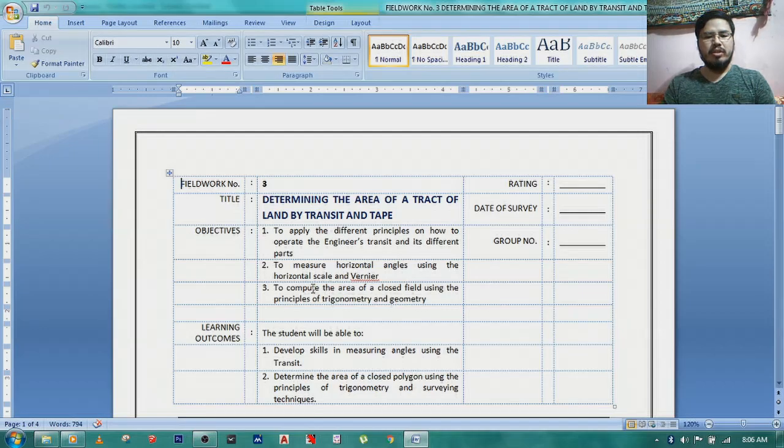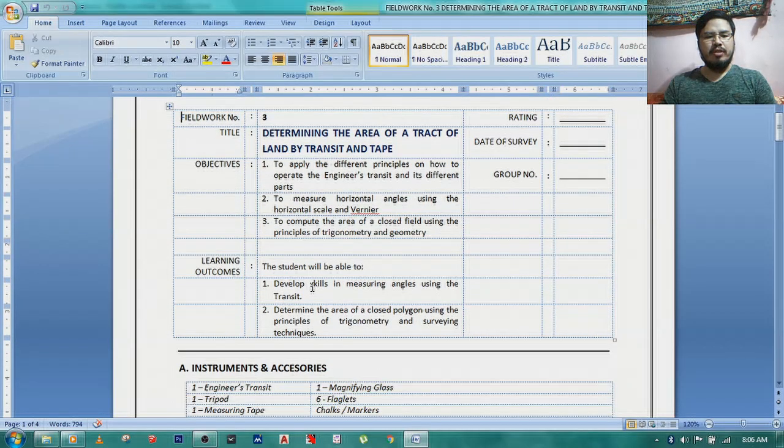and geometry. Now, after we have done with this fieldwork, we should be able to develop our skills in measuring angles using the transit, and we will be able to determine the area of a closed polygon or a closed lot using the principles of trigonometry and surveying techniques.